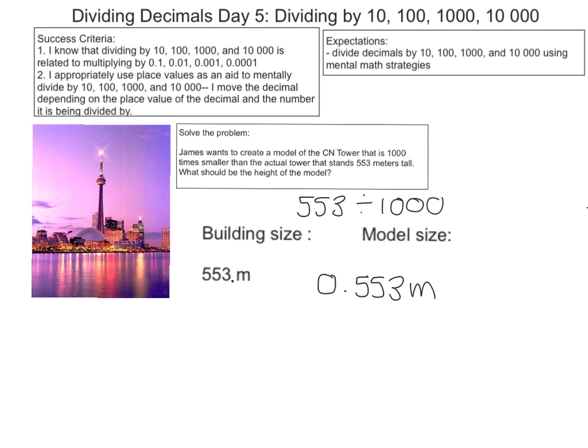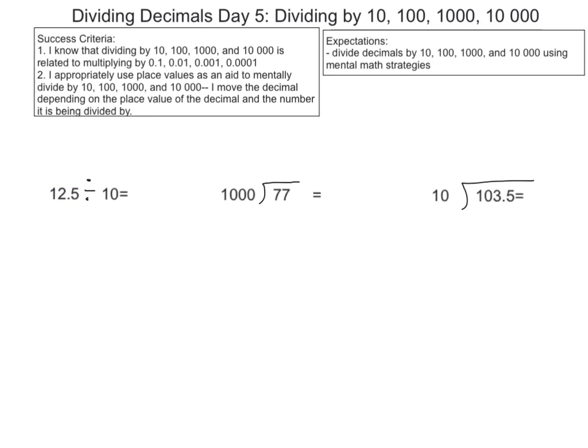So the model needs to be 0.553 meters. But we did not answer our question fully. So let's make a sentence that fully answers the problem. And there we go. The height of the model should be 0.553 meters. So we got that answer by just moving the decimal 3 times because we were dividing by 1,000. Okay, let's look at our next question right here, 12.5 divided by 10.